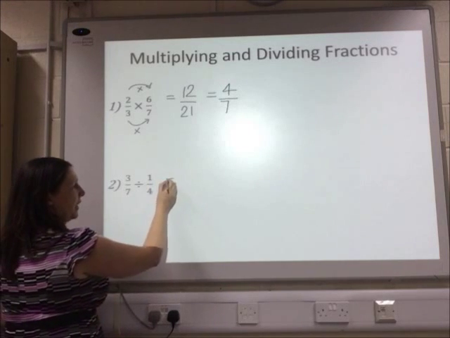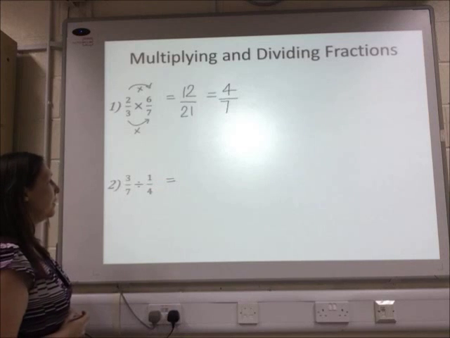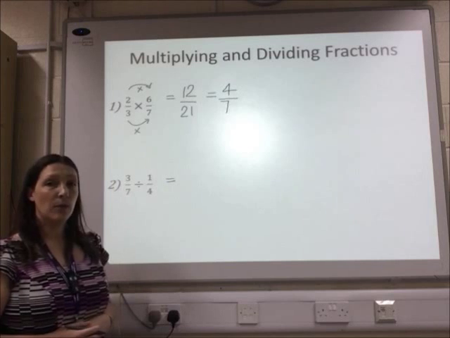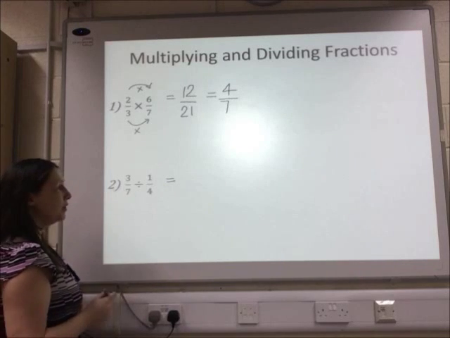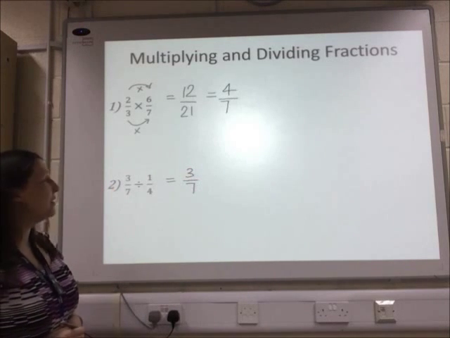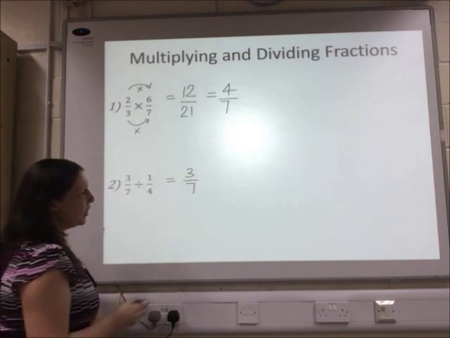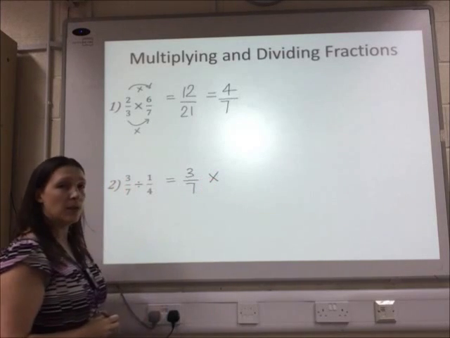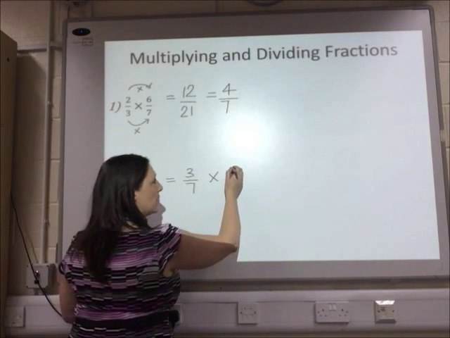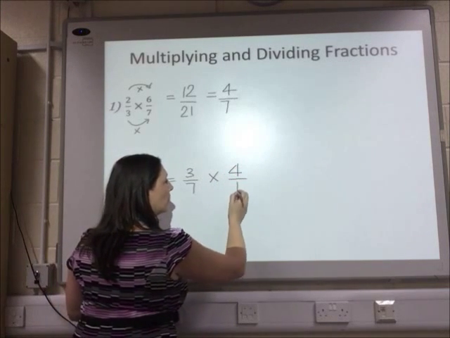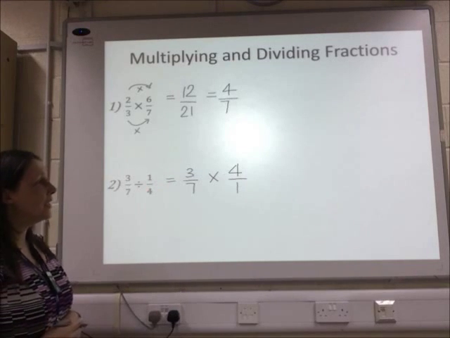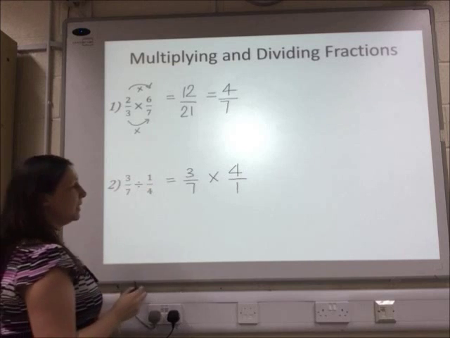A division question now is done in a slightly different way. We cannot divide fractions directly, and so we need to change it into a multiplication question. In order to do this, we leave the first fraction in its original form, so in this case 3 over 7. We then change the question into a multiply question, and in order to do this, we swap the second fraction. So instead of being 1/4, we turn it upside down and change it into 4 over 1. We can now carry out multiplication as we did in question 1.